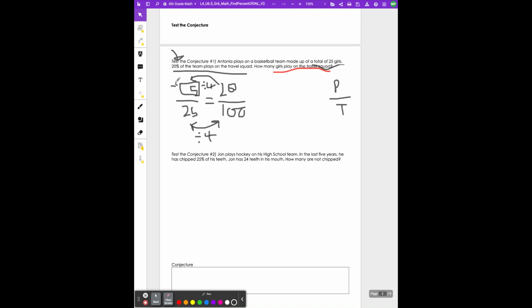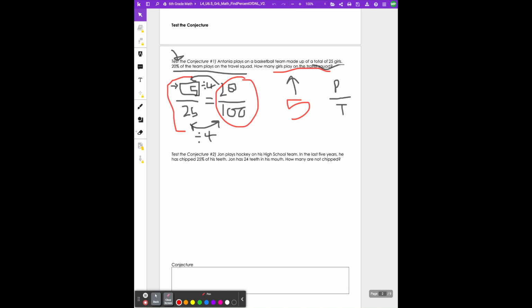What does the 5 mean in the context of this question? 5 is the number of girls that play on the travel squad. So once again, we can use the percent, and that will help us find the part. Because once again, our key point for today was what? Finding the percent of a number is the same as finding a part of a number. Let's see if that holds up to be true with our second test of conjecture question.